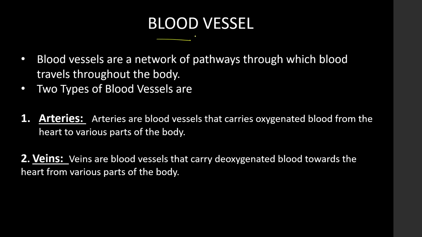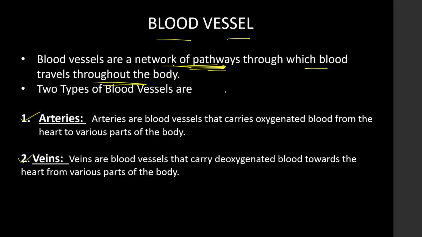Now blood vessels. Blood vessels are a network of pathways through which the blood travels throughout the body and reaches each and every cell of the body. There are two types of blood vessels. First one is artery and second one is vein.